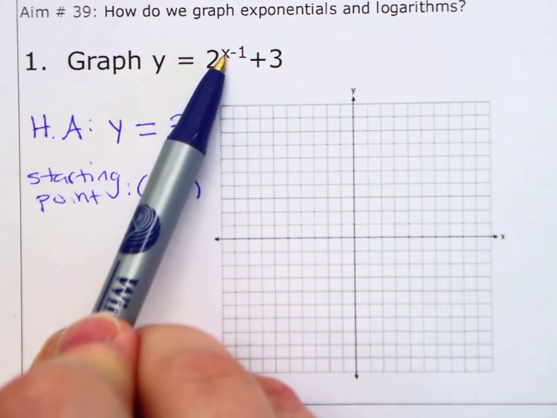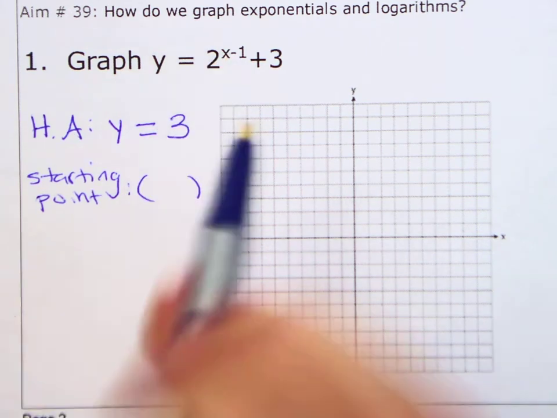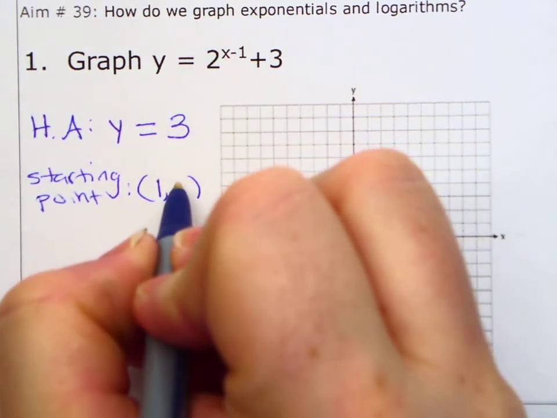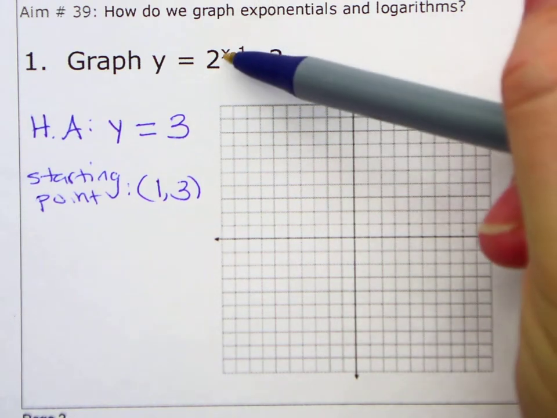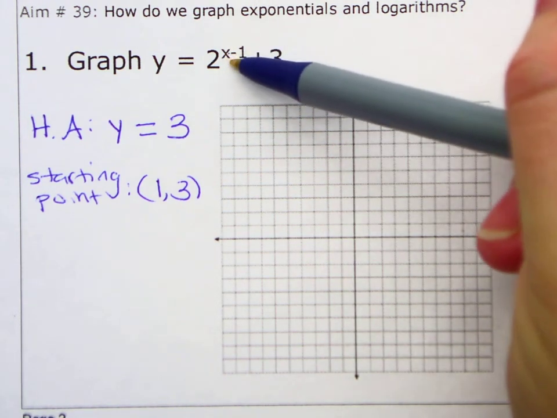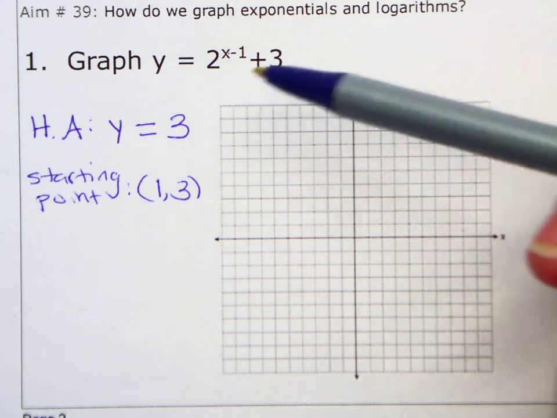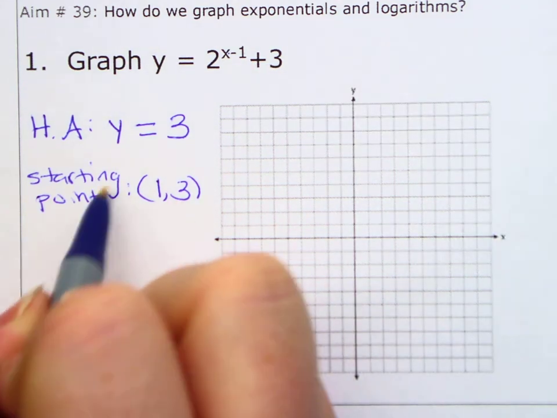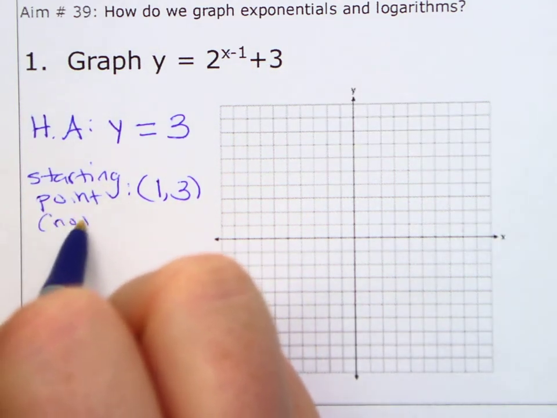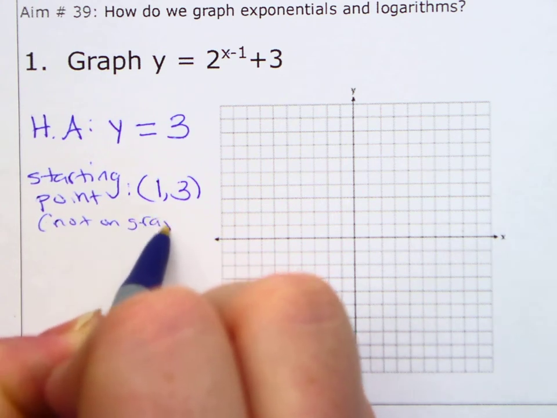Change the sign next to the x. Minus 1, make it plus 1. And 3. Again, the reason we do that is 1 minus 1 is 0. What will make the exponent 0? Okay. This point is not on the graph. It's what we count from.